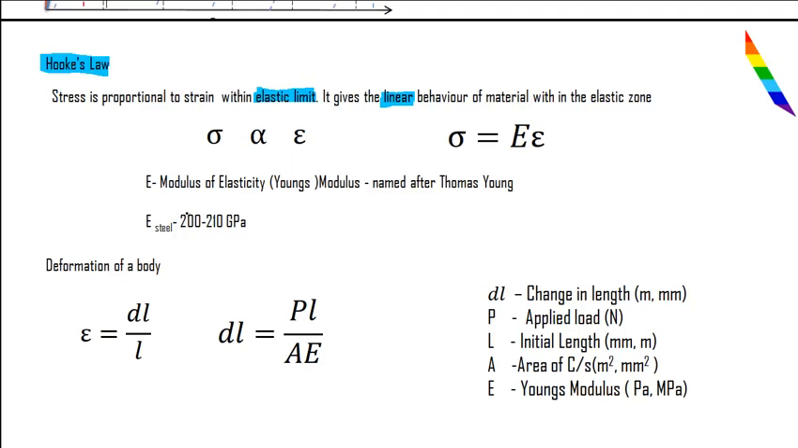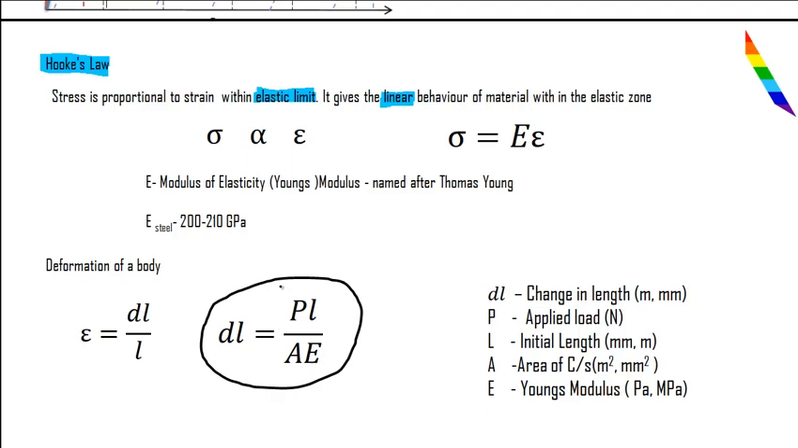When we compare all the equations that we have learned till now, we have learned the stress equation as load upon area, and the strain equation as change in length upon original length. If you substitute stress as load upon area, substitute strain as change in length upon original length, and rearrange, you can easily calculate the equation for the change in length happening on a material. P is the applied load, L is the initial length, A is the initial cross-sectional area, and E is the Young's modulus of the material.